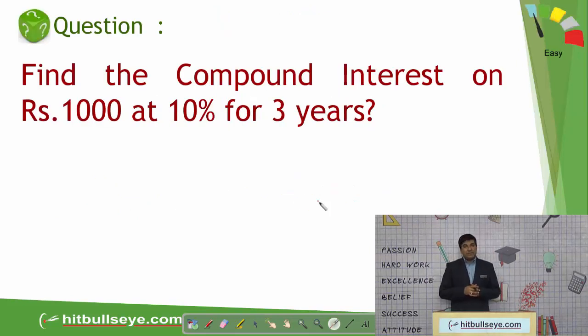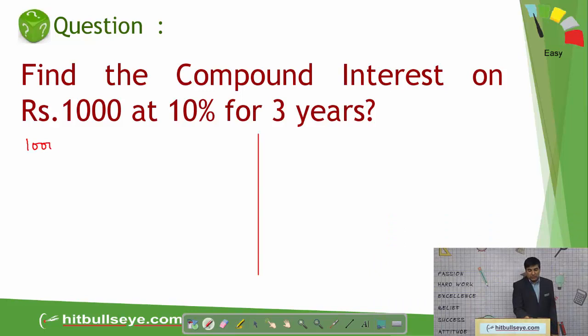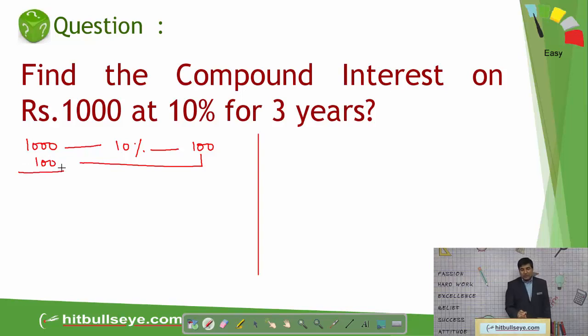Now let's have a basic question. Find the compound interest on rupees 1000 at 10% for 3 years. Now people, 1000 rupees will gain interest at the rate of 10%, which amounts to rupees 100. Now this 100 will be added back to the principal and the new principal becomes 1100, which again gains interest at the rate of 10%, which becomes 110 this time.